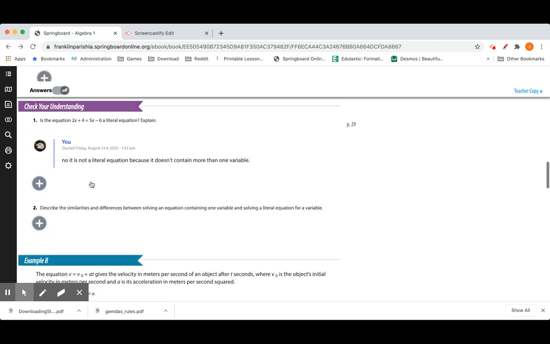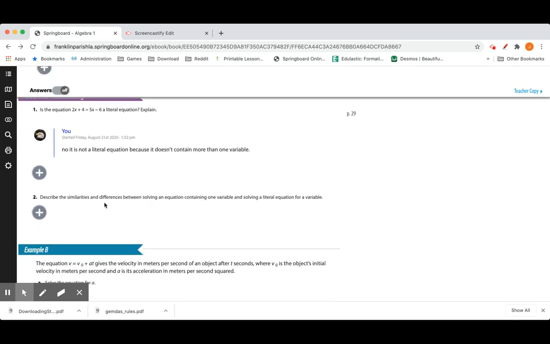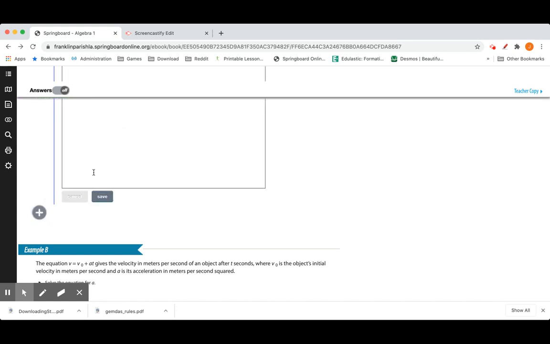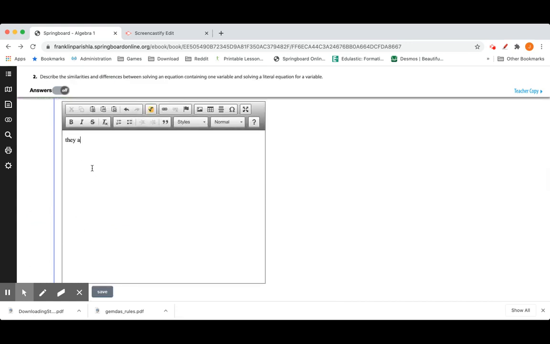So no. Number 2, describe the similarities and differences between solving an equation containing one variable and solving a literal equation for a variable. Well, the similarities, they are similar because the same properties of mathematics can be used. They still apply.